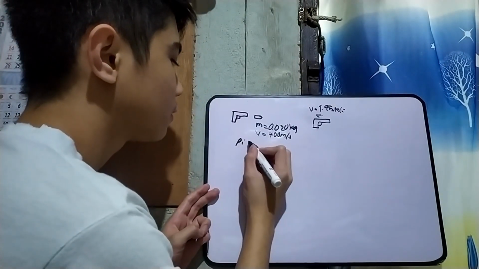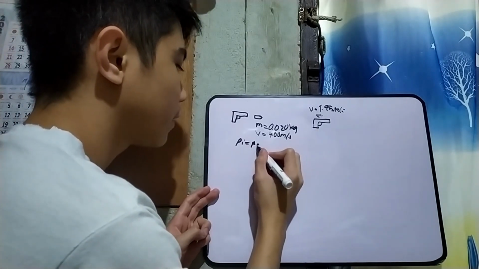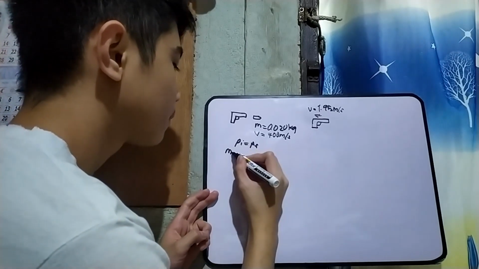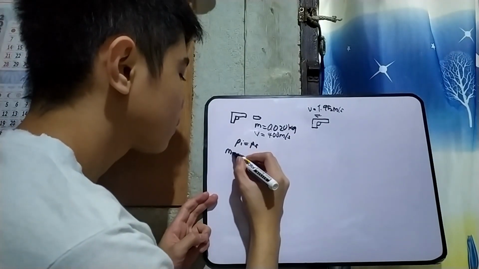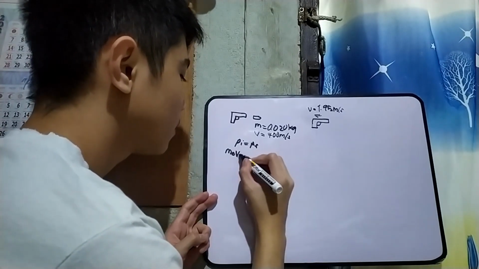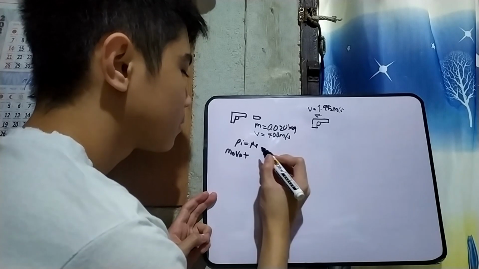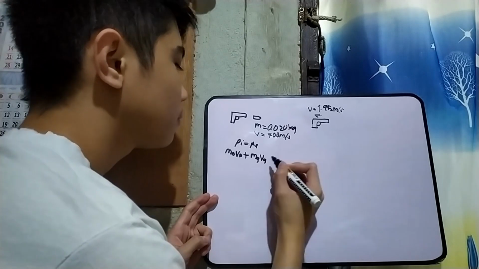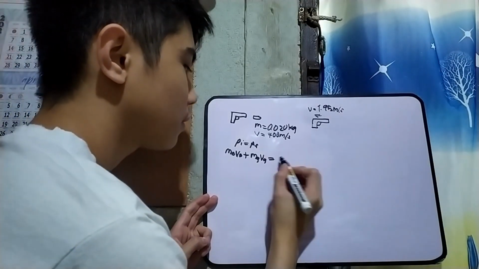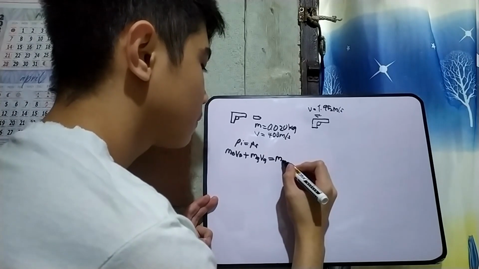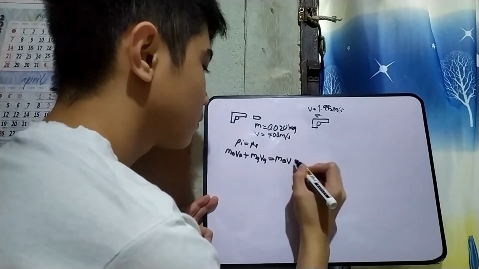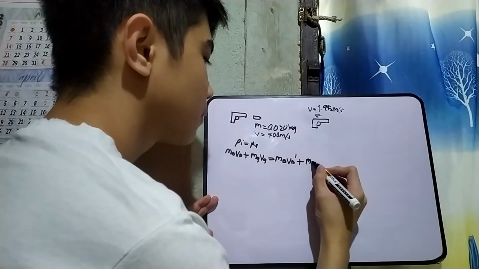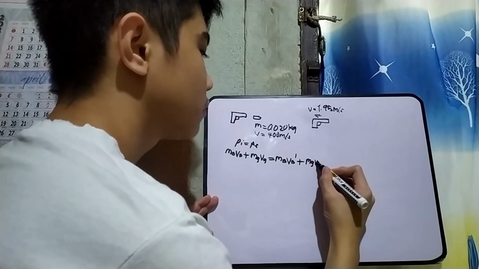P initial is equals to P final. Then, yung P initial is equals to mass of the bullet times the velocity of the bullet plus mass of the gun multiply to velocity of the gun is equals to mass of the bullet multiply to velocity of the bullet prime plus mass of the gun multiply to velocity of the gun prime.